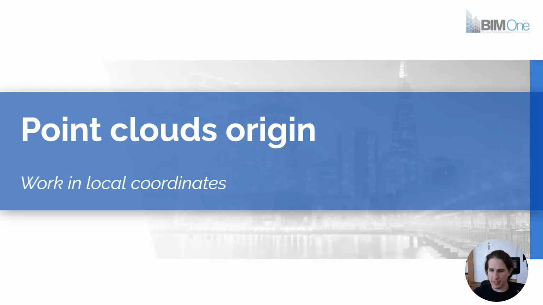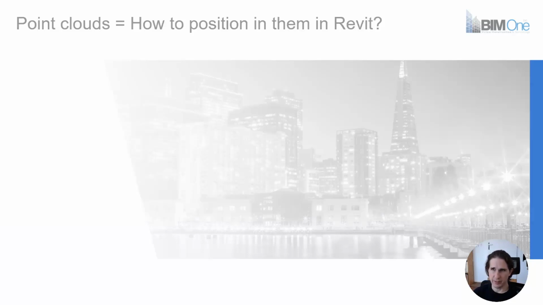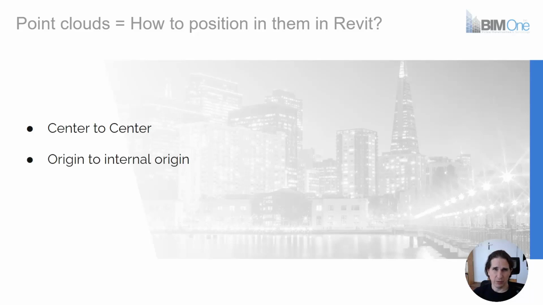So the last step of the presentation is going to be talking about the point cloud's origin, or how to work in local coordinates. For the point clouds in Revit, you have three options to insert the point clouds. The first one is center to center. It's not very practical for real positioning. The other one is origin to internal origin. So the point cloud should be geo-referenced, therefore not in relation to the internal origin of Revit. So that wouldn't be useful at first.